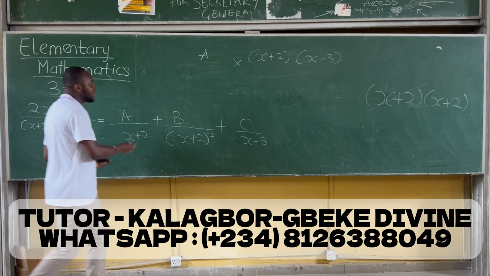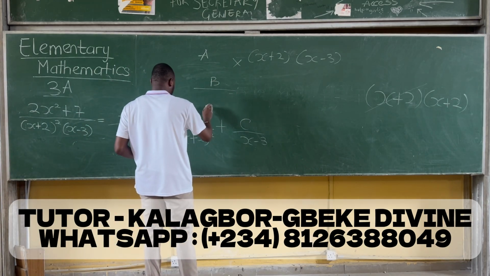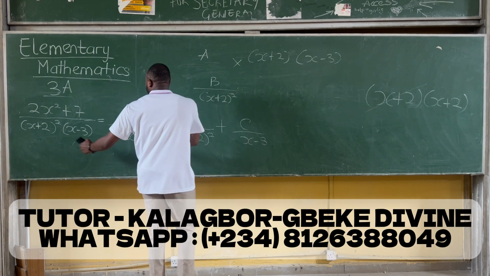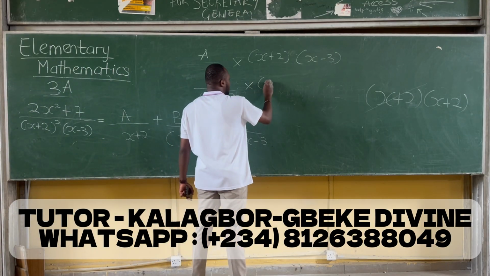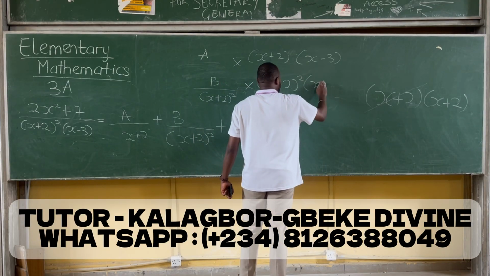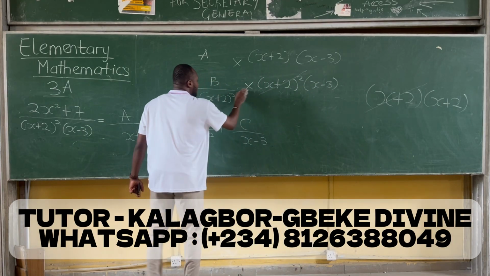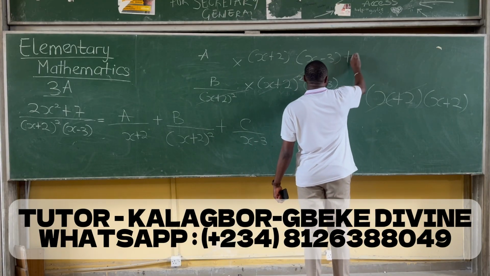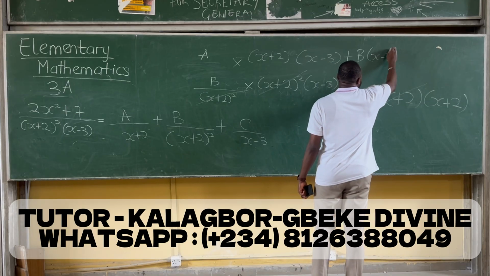Now let's do the same thing for B. Now for B, we have B over x plus 2 squared. We'll multiply it by the denominator, right? Times x plus 2 squared, x minus 3. Cancel here. Cancel here. So B will be plus B into x minus 3.